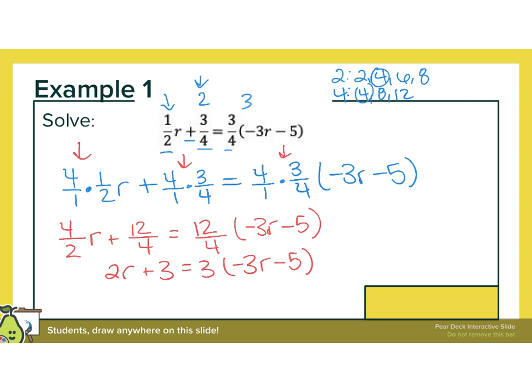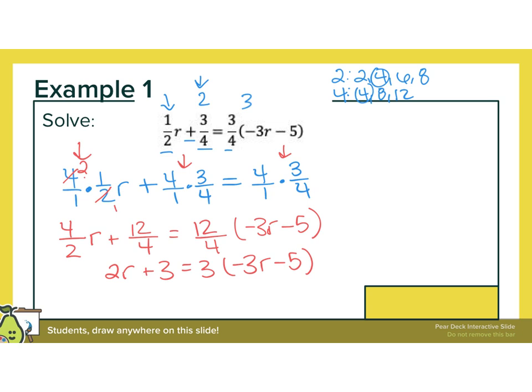Let me show you a faster way to have gotten there. Instead of doing 4 times 1 is 4 over 2, I can just reduce first. 2 goes into 2 once, 2 goes into 4 twice, and then you can get to the 2r in one step instead of two. Now we need to distribute and solve. So I'm going to erase a little bit because I wrote really big. So I'm going to erase this part so I can show my steps over here for solving.